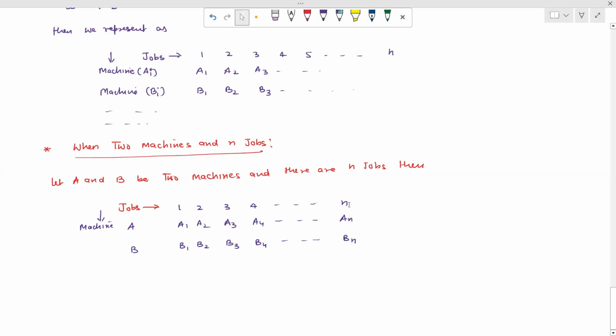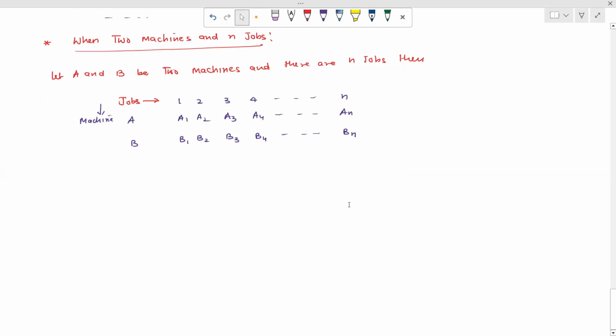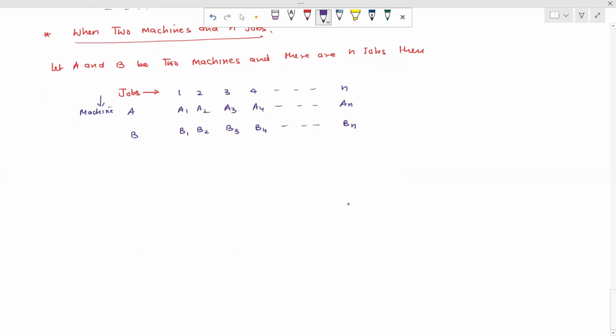So now how to solve such type of problems? For doing the solution of such type of problems, first we make a train.